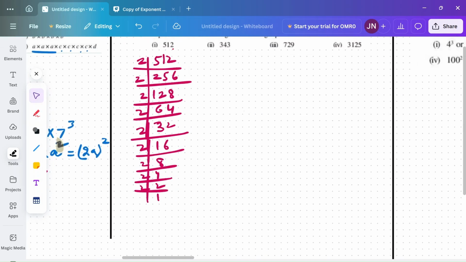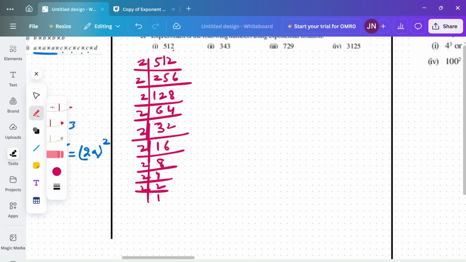It is always advisable that next you write the product form, like how many times it is being multiplied. I'm writing the answer here, so you can count them: 1, 2, 3, 4, 5, 6, 7, 8, 9. So 9 times it is. So it is 2 times 2 times 2, count them, 9 times. So this will be equal to 2 raised to the power 9. So this was the first one.